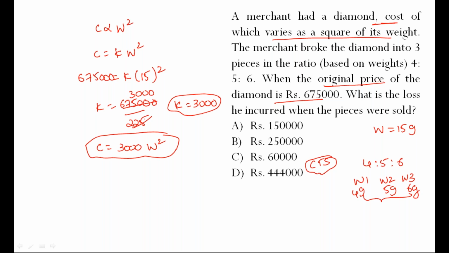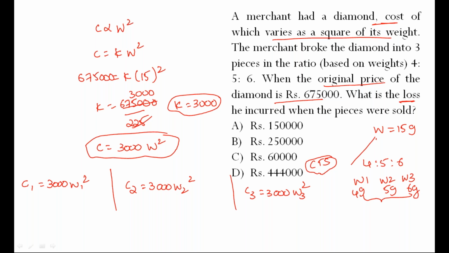Okay. But friends, what is the loss? Why they are getting a loss is because the original diamond is broken into 3 pieces. Now what is the weight of the first one? What is the cost of the first one? First one is 3,000 into W1 square. Second one 3,000 into W2 square. Third one is 3,000 into W3 square. We divide it into 3 weights. That entire diamond is broken into 3 pieces.